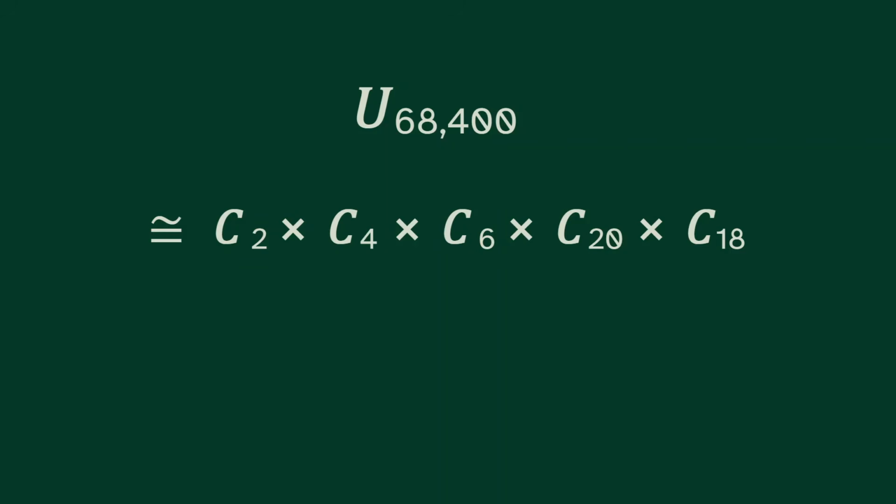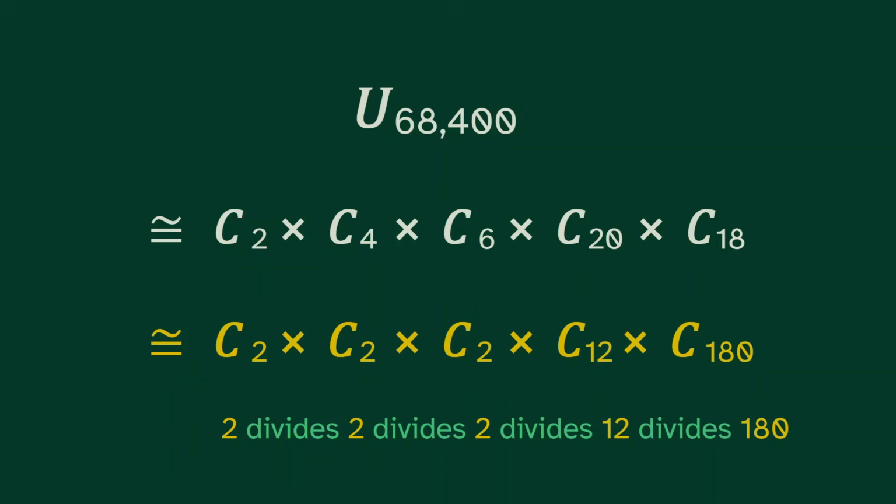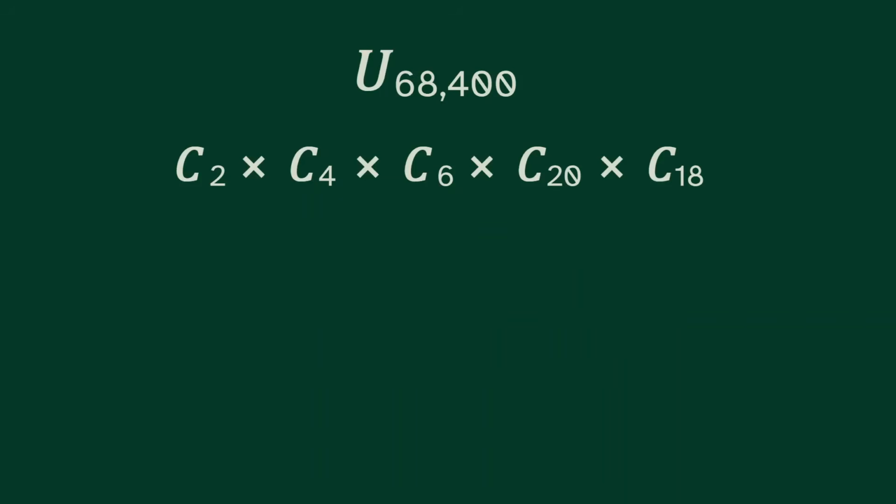Using our example from earlier with U68,400, we found this as a cycle representation, but it's not the standard one. This is the standard representation because 2 divides 2, which divides 2, which divides 12, which divides 180. That does not hold for the top representation. And it turns out this divisibility requirement gives us a unique representation for every group. So let's show this. First, we'll show that this exists. There is some representation that fulfills this divisibility requirement.